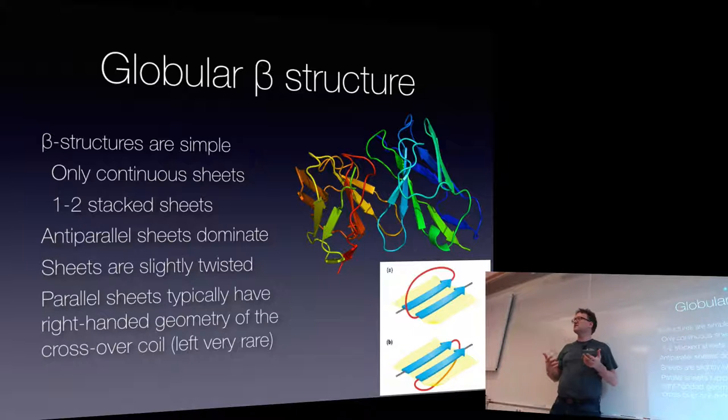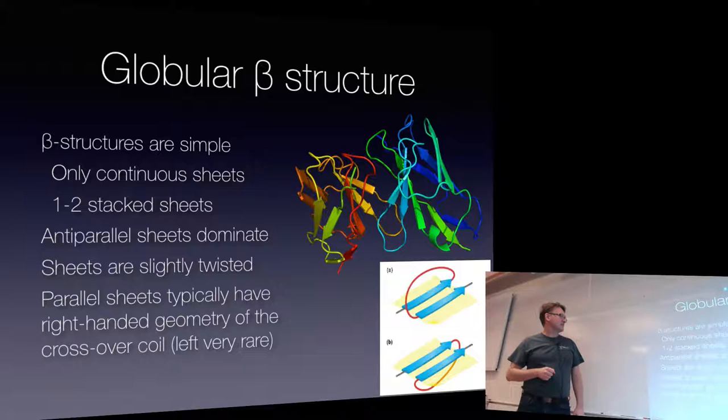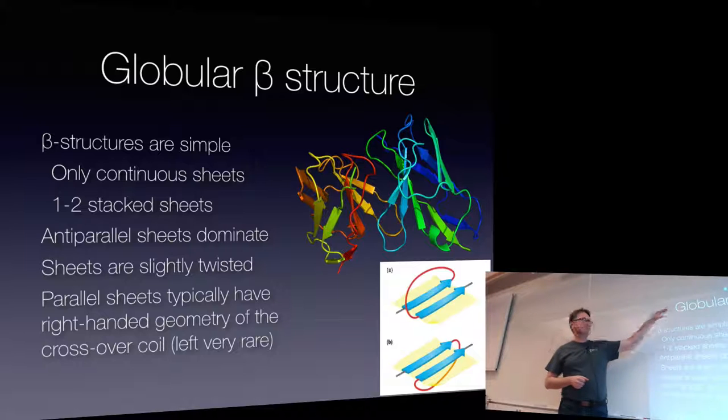Remember when we talked about the beta sheet formation, it's cheap to add to beta sheets, it's expensive to create new ones. So you want fairly large beta sheets. And then the structures typically have one, maybe two stacked beta sheets, but rarely more. We'll come back to that again. Anti-parallel beta sheets are by far the most common ones, in particular when it's pure beta structure.